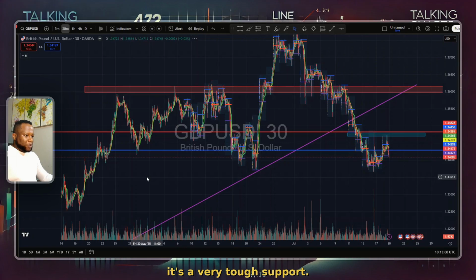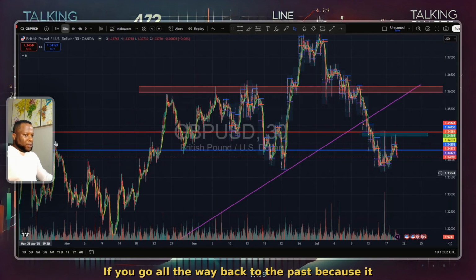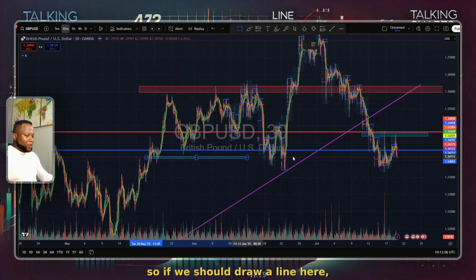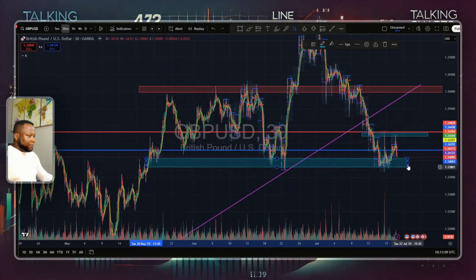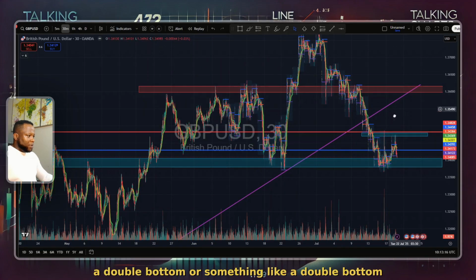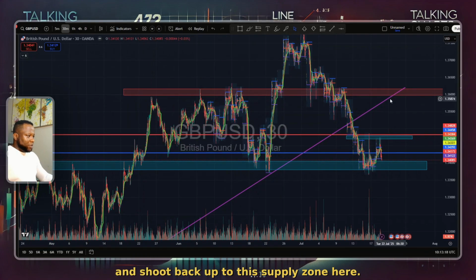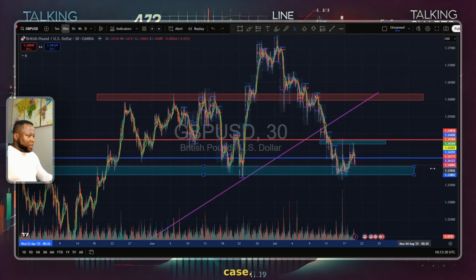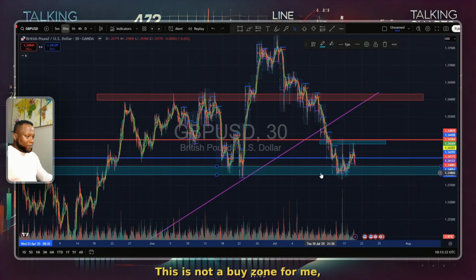It's a very tough support if you go all the way back to the past, because it was resistance before. Now it's acting as support. If we draw a line here, this could be a zone where price might make a double bottom or something like it and shoot back up to this supply zone here. I will mark this as green because, hold on, I'll leave this color right here just in case. This is not a buy zone for me, it's just a support area.